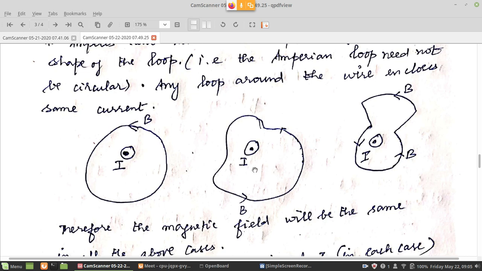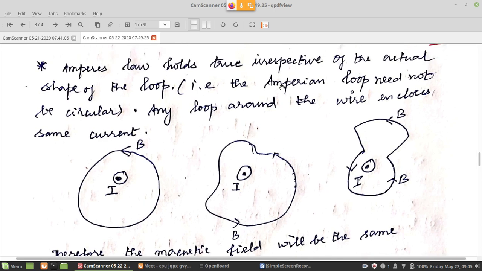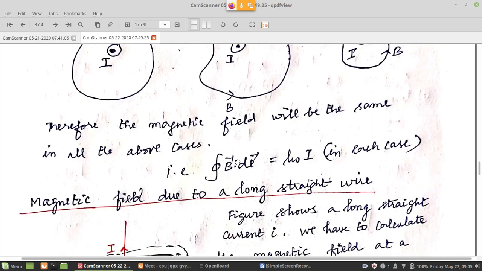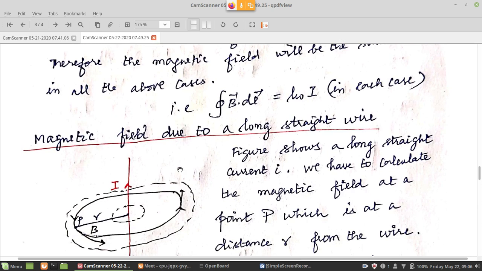Actually what matters is that it should enclose the current completely. It's a closed loop. That is the only thing that matters. So the shape of the Amperian loop is not important. As long as it is enclosing the current, I will be able to tell what the magnetic field is at that particular point in space by using Ampere's law. So in each of the three cases, the integral of B dot dl equals mu naught I is valid.